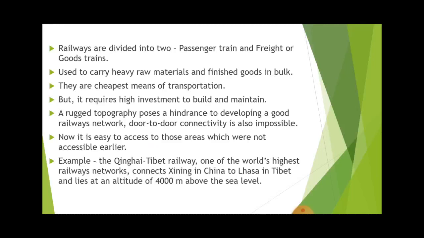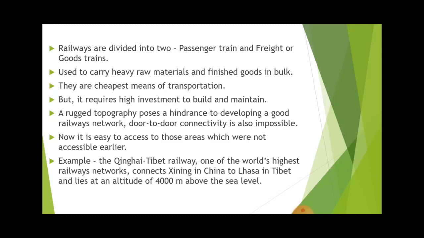The rugged topography poses a hindrance to developing a good railway network. Door-to-door connectivity is also impossible. So the first disadvantage of the railway is the topography. Topography means in hilly regions, desert areas or higher altitude areas, railway tracks cannot be laid. And the railway cannot provide door-to-door connectivity like the roadways provide us road-to-road, door-to-door connectivity. Likewise, the railways cannot provide door-to-door connectivity.